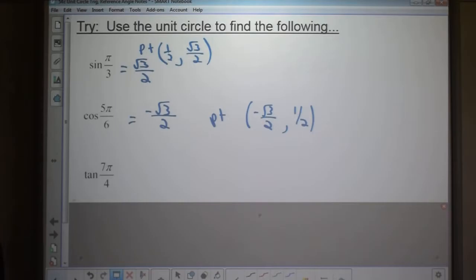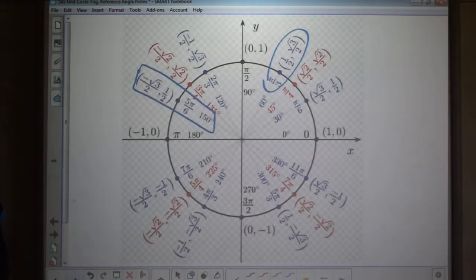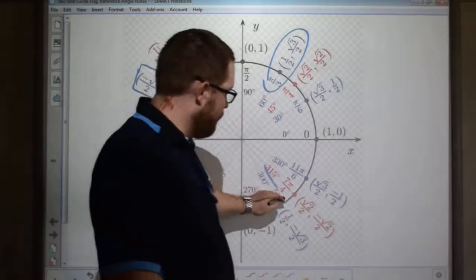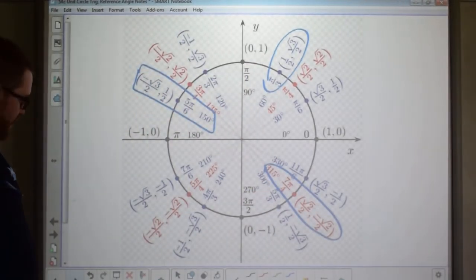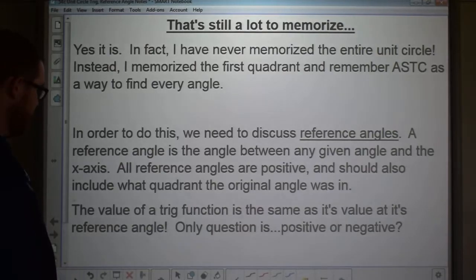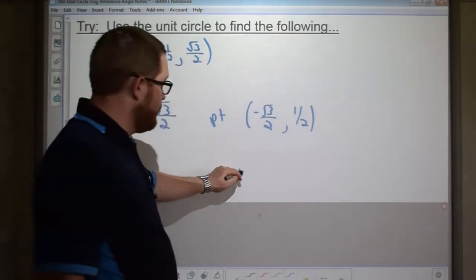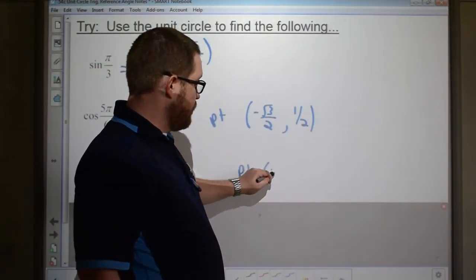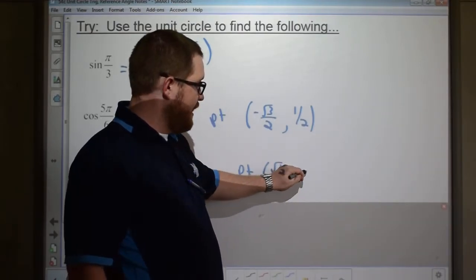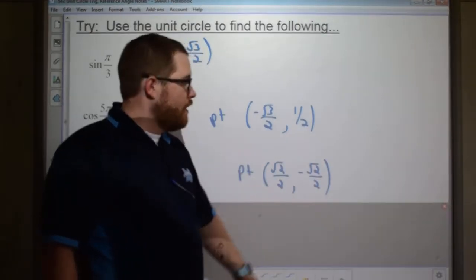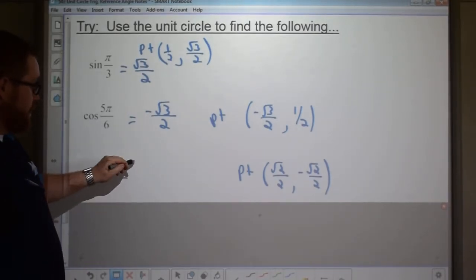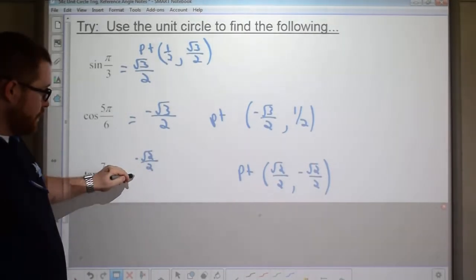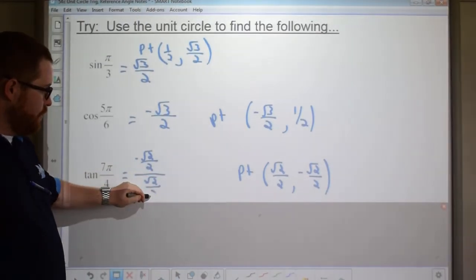Tangent of 7 pi over 4. Well, hopefully you know in the unit circle, 7 pi over 4 is this point right here. Square root of 2 over 2, comma, negative square root of 2 over 2. Now what's the ratio for tangent? What's y over x? That's negative square root of 2 over 2 over positive square root of 2 over 2.